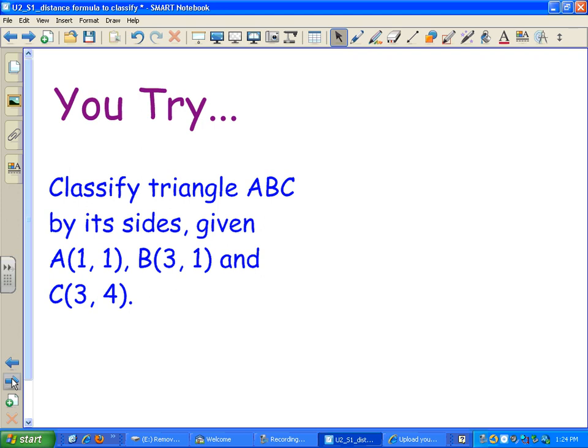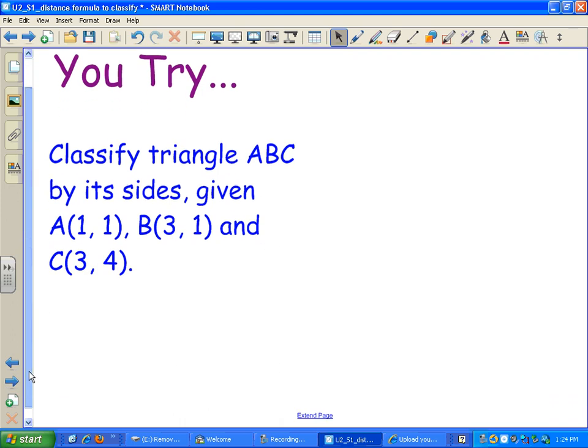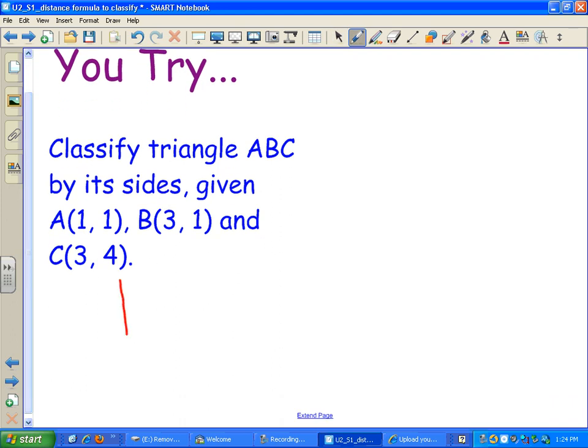Welcome back. Let's see how you did. I'm going to first draw a little rough sketch of this. So A is at 1, 1. There's A. B is at 3, 1. And C is at 3, 4. Oops, I did not plot B right. Hold on. B was at 3, 1. There we go. And C was at 3, 4. So here's A, here's B, and here's C.